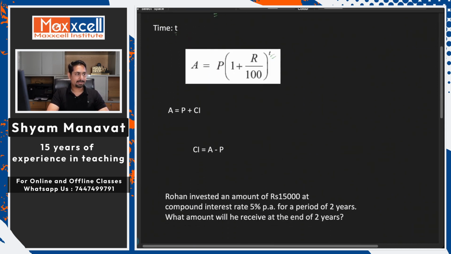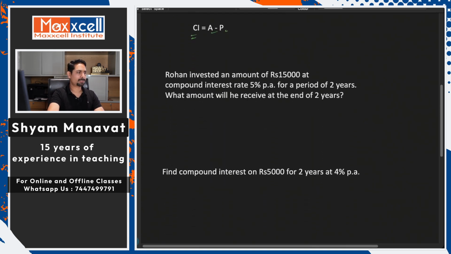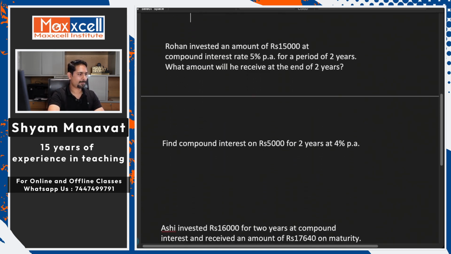So in compound interest, we are not able to calculate the compound interest directly. So we say amount equal to this formula, and from this amount we take out principal and say this is compound interest. Okay, fine. So let's solve some questions and learn these formulas.